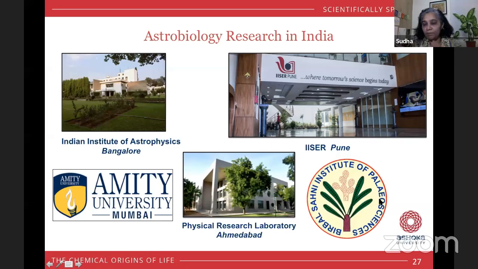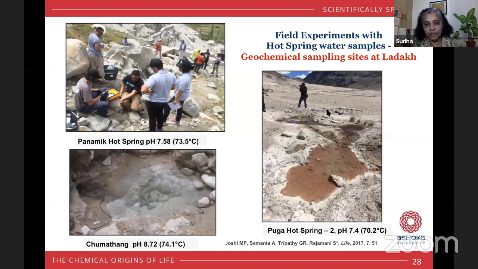And here is where we are situated, which is IISER Pune, where tomorrow's science starts today, or rather 8 years ago, which is when we started the lab. In our lab, we try and ask a lot of these questions that allow us to understand how life emerged on Earth. Interestingly enough, we don't just stay in the lab. We very recently also started to do field experiments. It started in 2016 when we went out on an expedition to Ladakh, which is an astrobiologically relevant site right here in India. We do experiments there, and bring back samples from these hot springs to do experiments in the lab. So it's been a fun ride thus far.